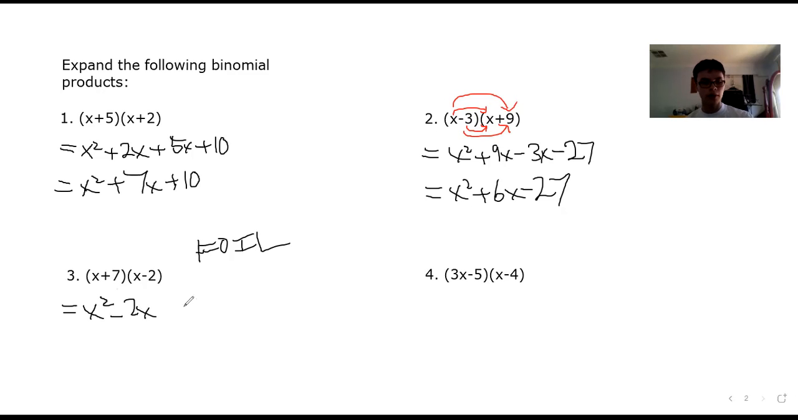So that's x squared minus 2x so far. Then moving on to I, we multiply this 7 here by the inside term x, so that would be plus 7x. And then multiplying the last term by this 7 here, we get -14. And then simplifying this, we just get x squared plus 5x minus 14.